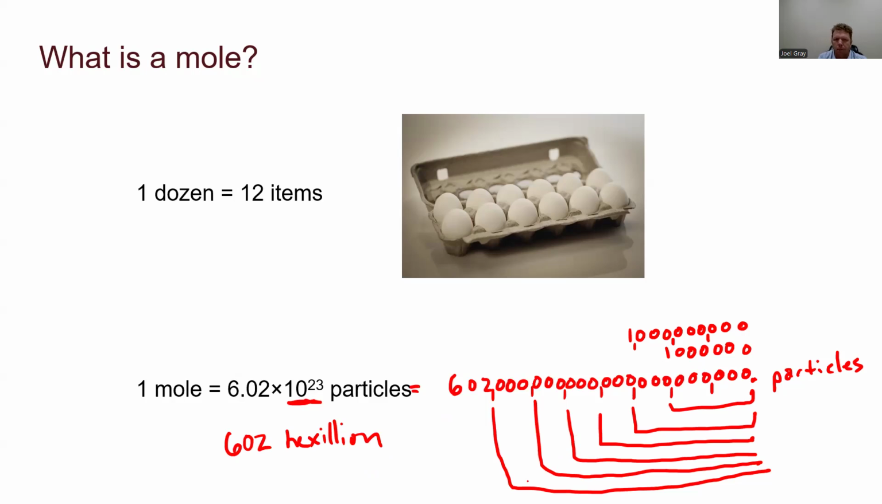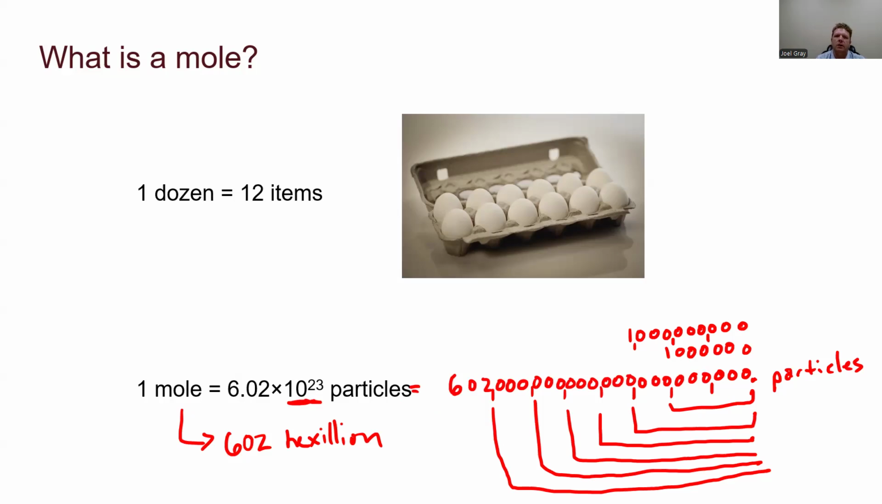So if you have a mole of dollar bills, you have, let's see, I think Jeff Bezos has like $600 billion or something like that. You could buy Jeff Bezos's boat like a million times. Yeah, I'm gonna go with that. So the point is, one mole is like 602 hexillion. It's a huge quantity.